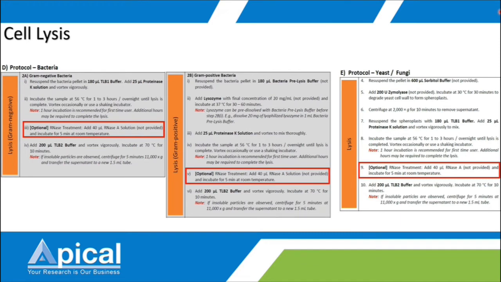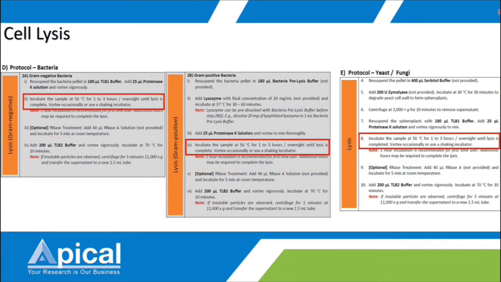But if you find that after extraction there is still a lot of RNA, you can treat with RNase as well, right? Okay. Here in the lysis, you will also find that the incubation for the lysis process should be at 56 degrees Celsius. The temperature needs to be 56, but the period can be around 1 to 3 hours or overnight.